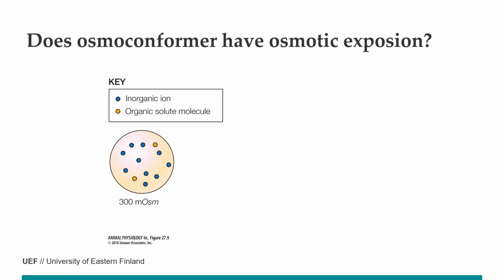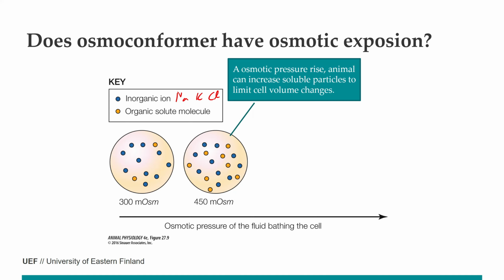Okay, let's have rising osmotic pressure, and let's look at these yellow balls and the blue balls. So one is inorganic ions like sodium, potassium, chloride, etc. And then these organic solute molecules. So with this osmotic pressure rise, this animal is increasing the soluble particles, limiting the cell volume changes. So it's still iso-osmotic.